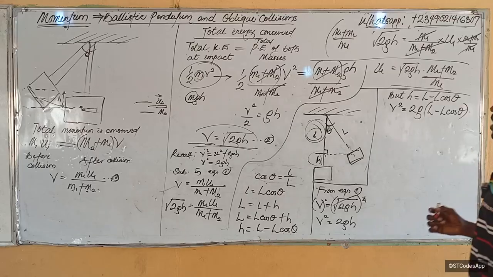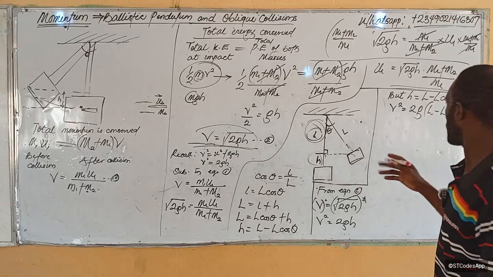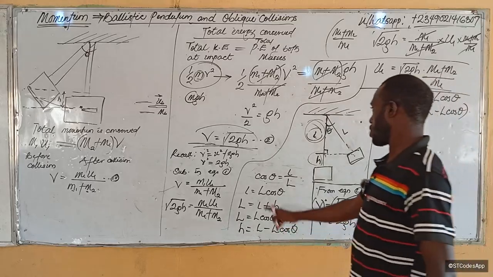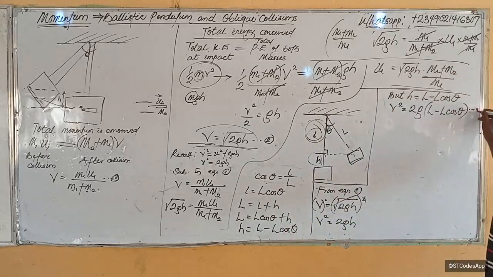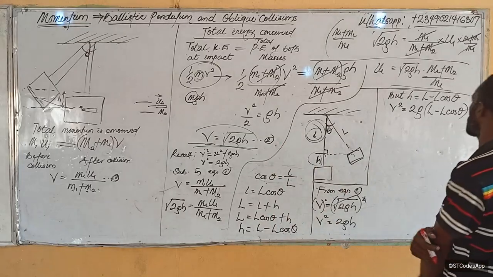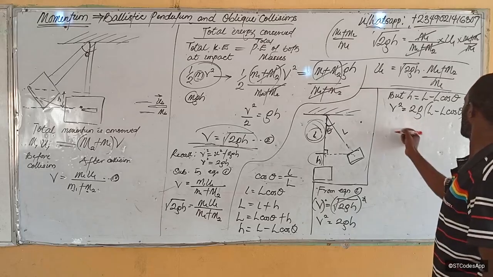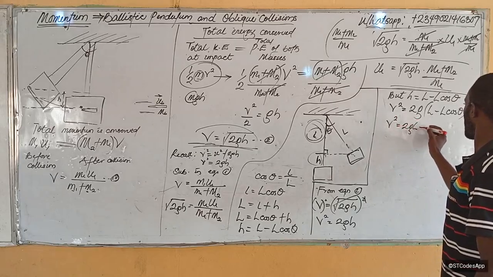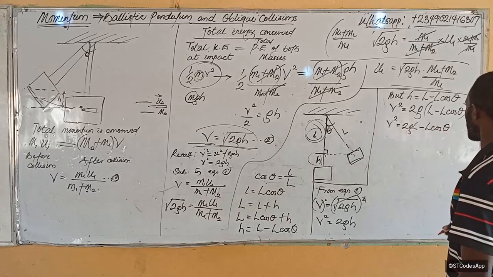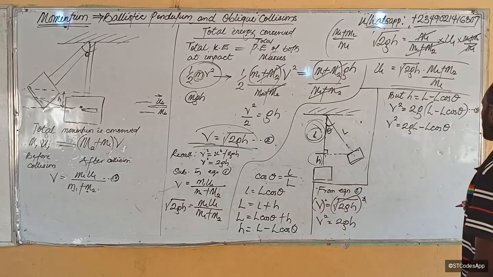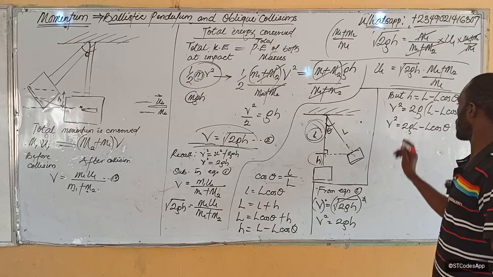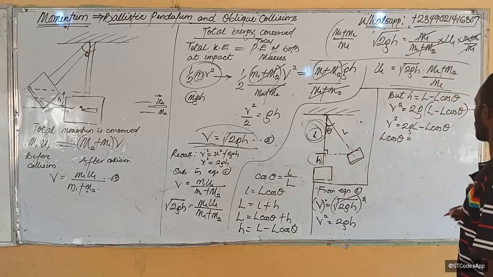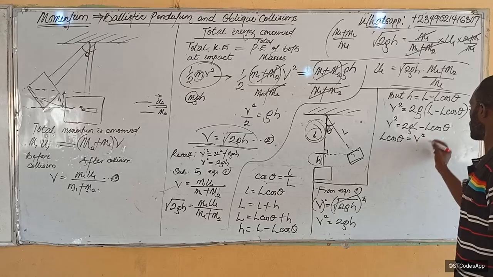From here, what if you are asked to calculate the angle? We found equation 2 here. Let's call this equation 3. From that same equation 3, we can further say that V squared is equal to 2g(L minus L cos theta). So if this is the case, let L cos theta come here, and it becomes L cos theta equal to V squared.